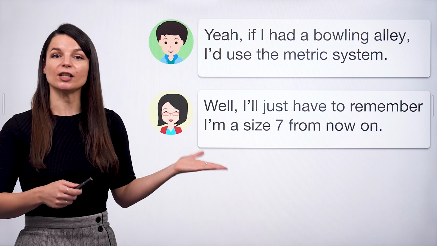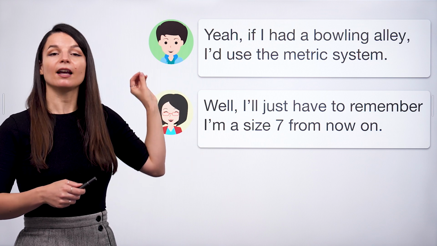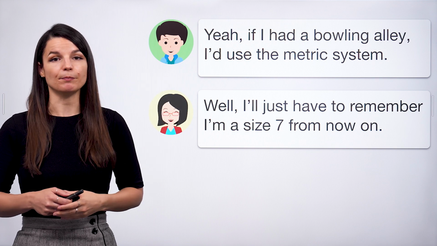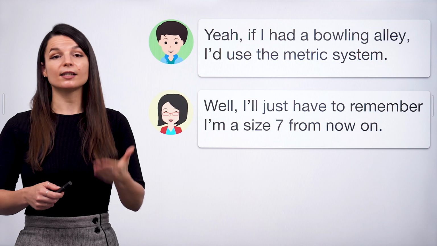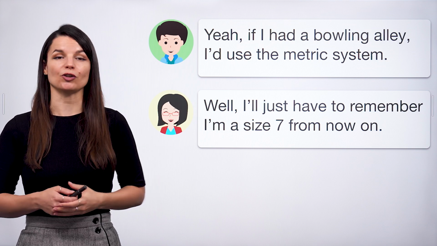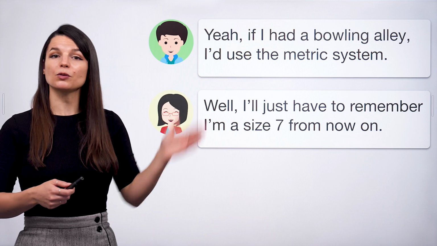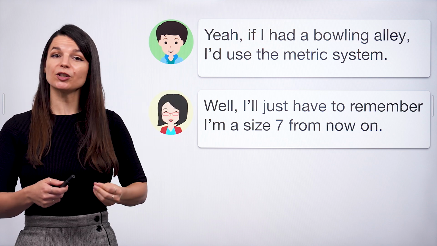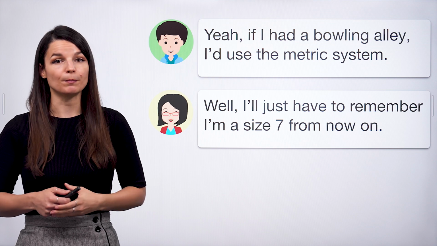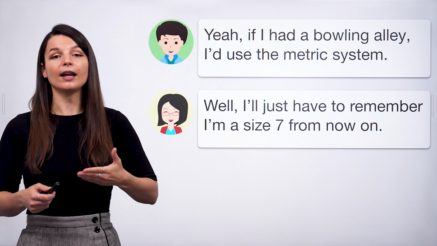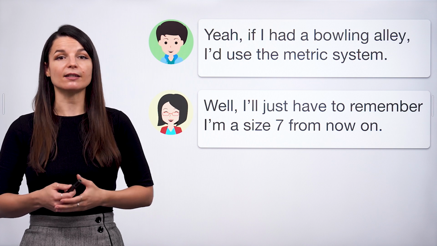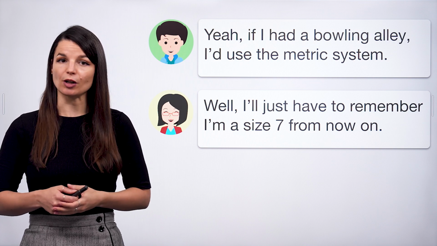In this conversation, this person says, if I had a bowling alley, I'd use the metric system. He uses this sentence to say what he would do in an ideal but unlikely situation. The main focus starts with if, which establishes that this situation is an imagined what-if situation. Then he says, I had a bowling alley. He uses a verb in the past simple tense to explain the ideal situation.